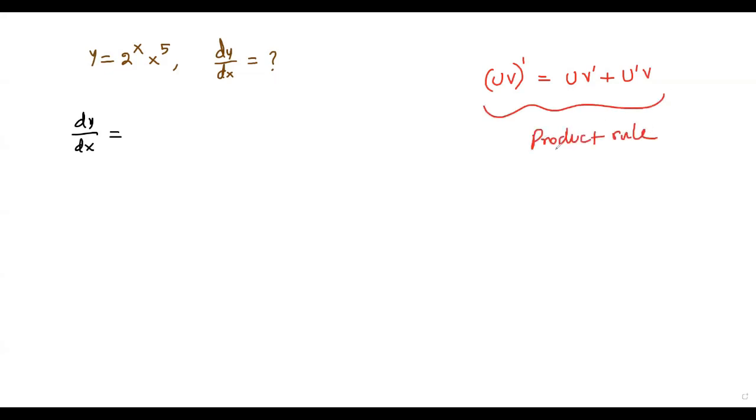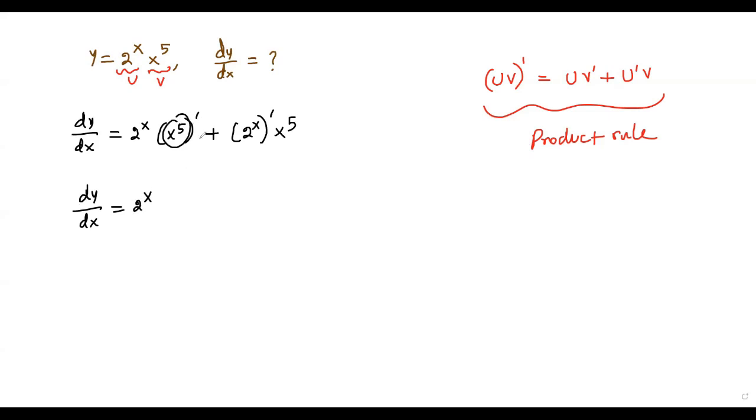Now I'm going to use this product rule in our problem. I consider this as u and this as v. In my first step, I keep u as it is, that is 2 to the x power as it is. I find the derivative of the second term, that is x to the fifth power. Then I find the derivative of the first term, 2 to the x power, and keep the second term as it is. Here dy over dx equals 2 to the x power.